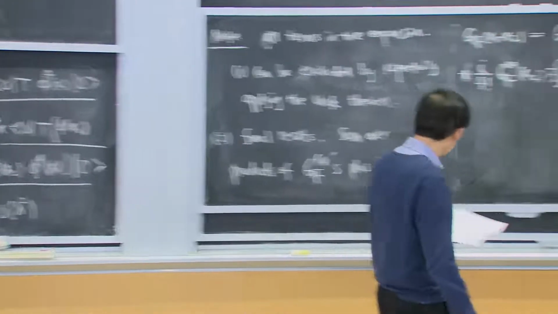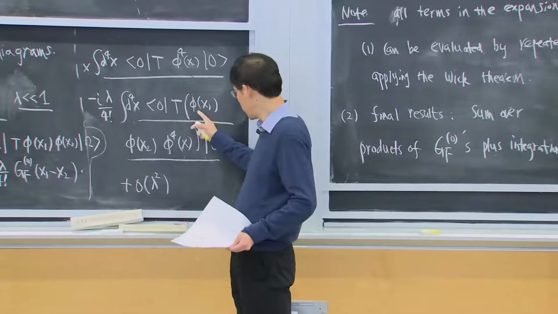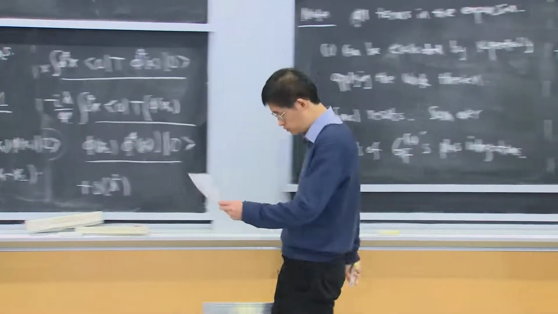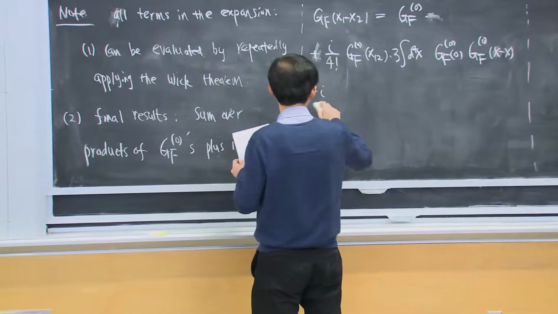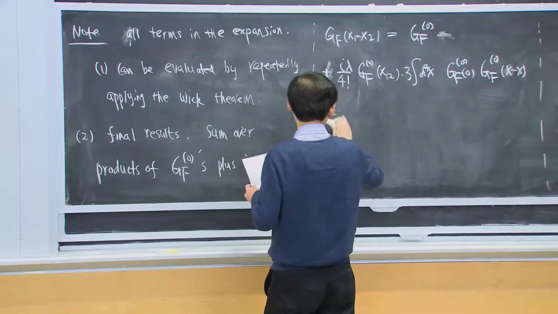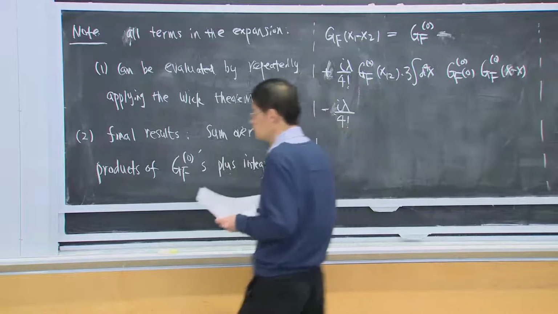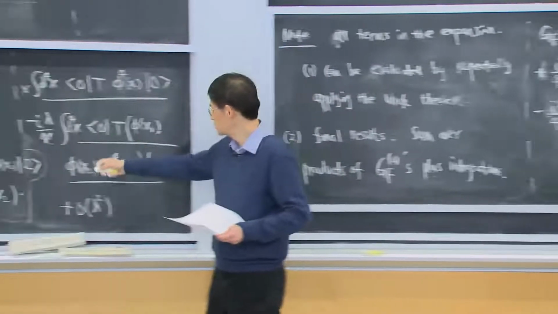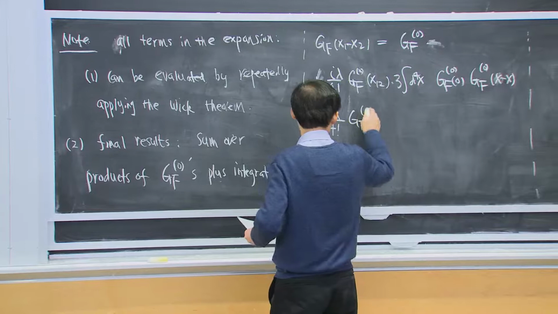The first one is simple. Let's first contract phi x1 and phi x2. So again we have minus i lambda divided by 4 factorial, and when we contract x1, x2, we just get GF0 of x12.